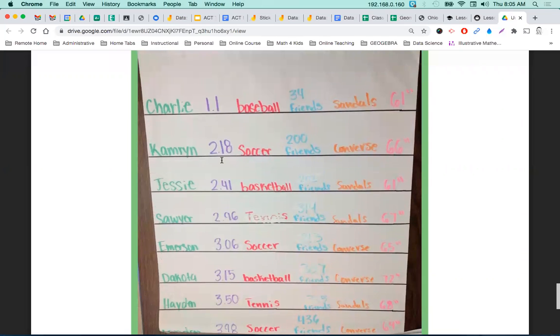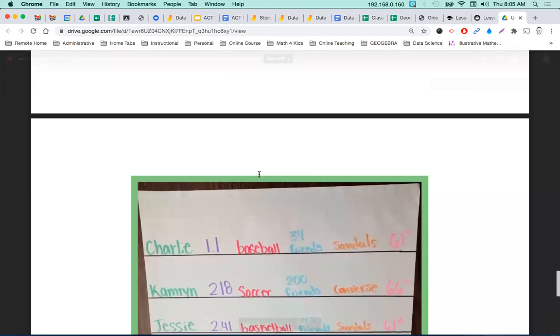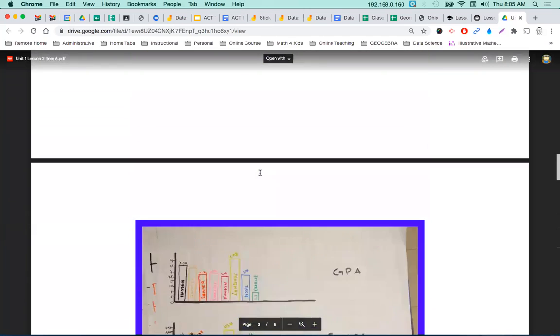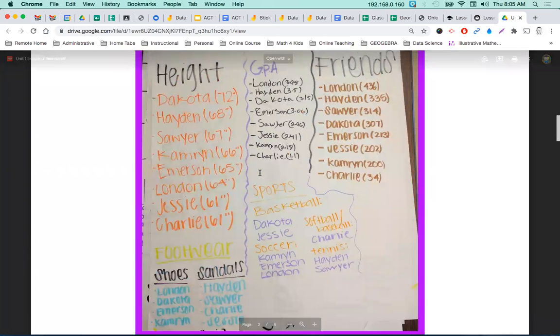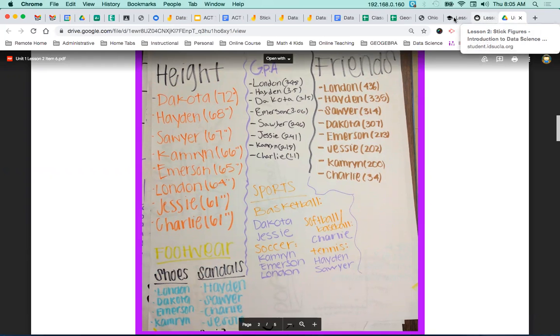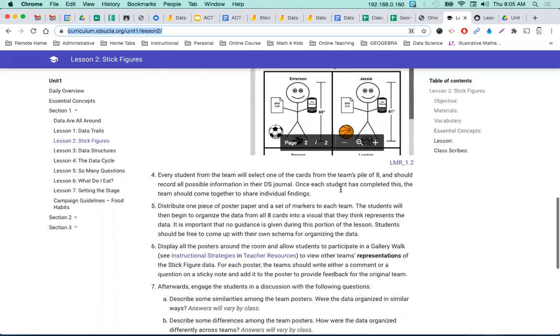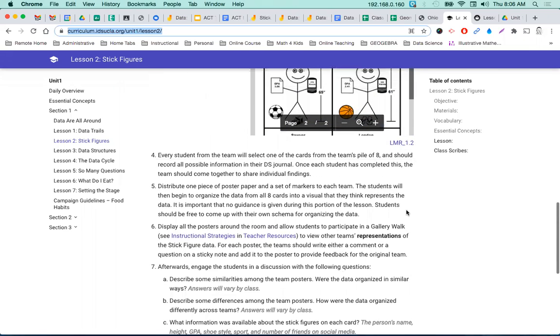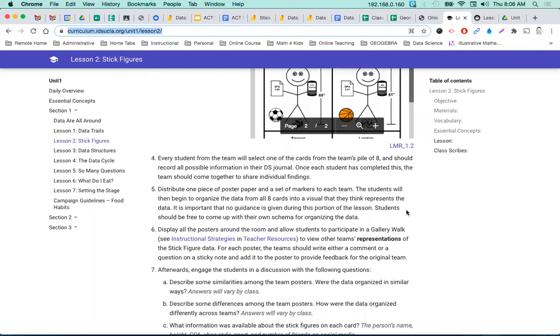Now, looking at all of these bits of data, there's a lot of different ways that it's been represented. And I would say each of these ways has a benefit. Not only a benefit, but depending on what you need it for, it may also be something that isn't good. So when we're looking at this data, we want to describe some similarities among the team posters. They were organized in different ways, and they're similar in that a lot of times those things are organized into specific categories.